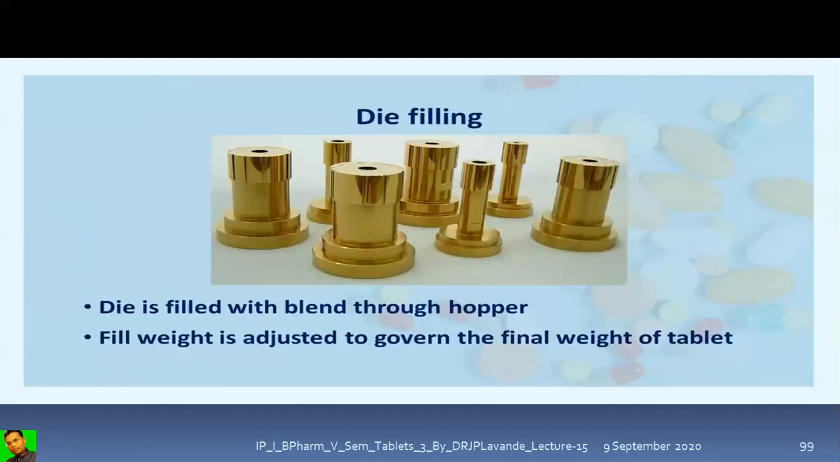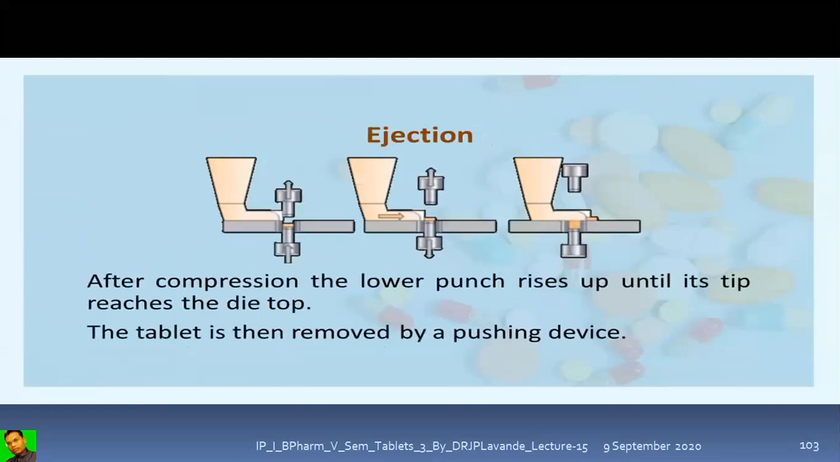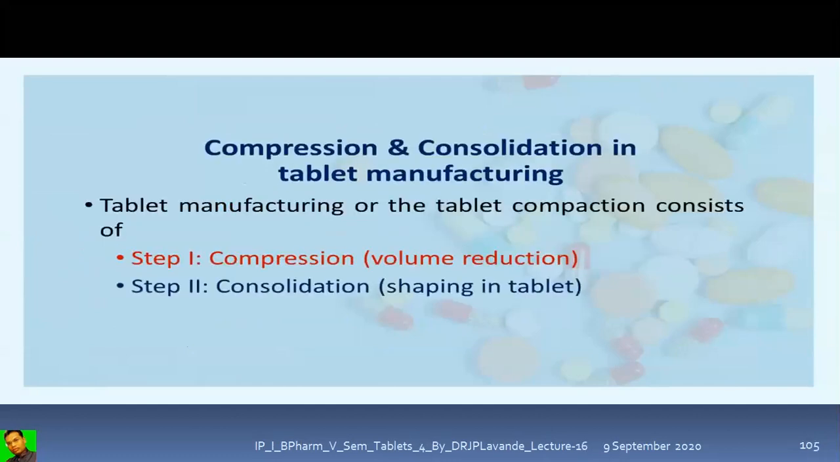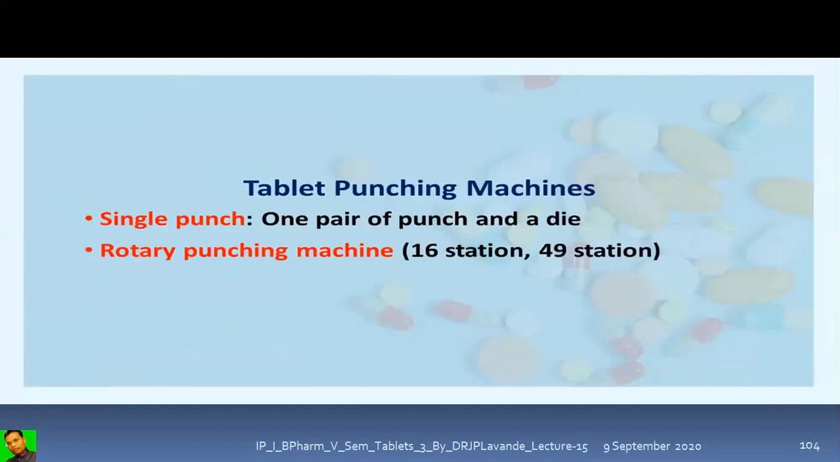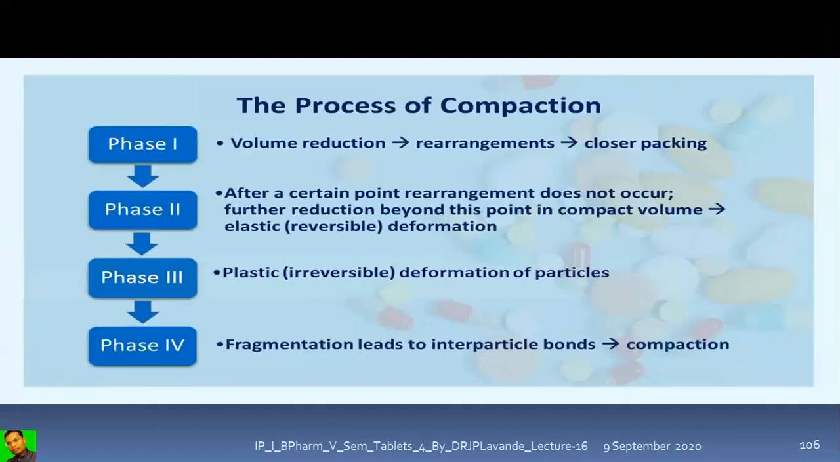Then tablet punching machinery, the most important tooling, that is the upper punch, lower punch, and the die. So this is the process which has been shown, of how compaction and ejection will occur. Then we had gone through the punching machine, that is the automated 16 station, 14 station, 49 station, 64 station. Likewise, the compression consists of the compression and the consolidation, which passes through 4 different stages: phase 1, phase 2, phase 3, and phase 4.